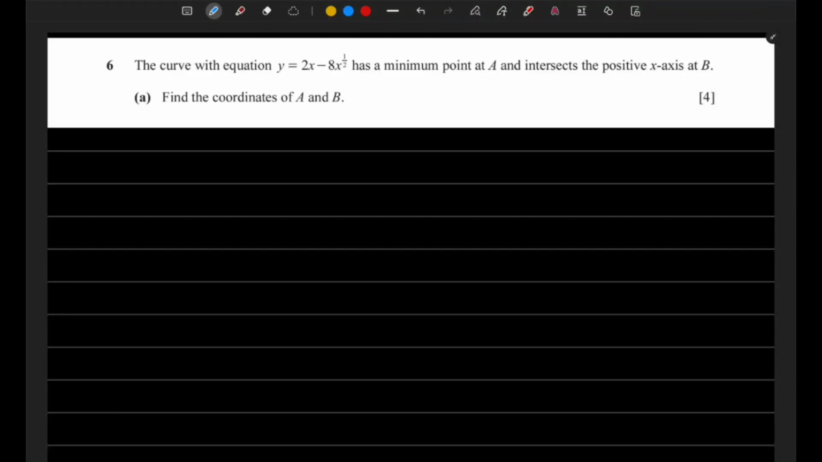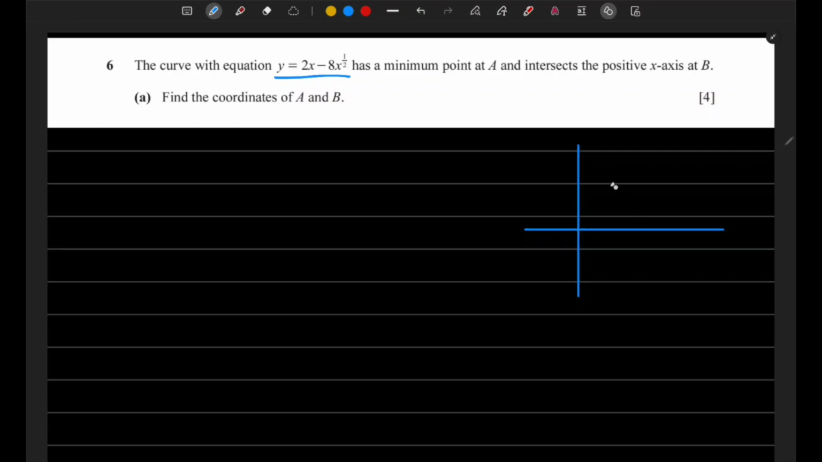The curve with equation y equals 2x minus 8x to the power 1 over 2 has a minimum point at A and intersects the positive x-axis at B. Find the coordinates of A and B. Actually, we don't need to draw this, it's not necessary for us, but still it will help us out.